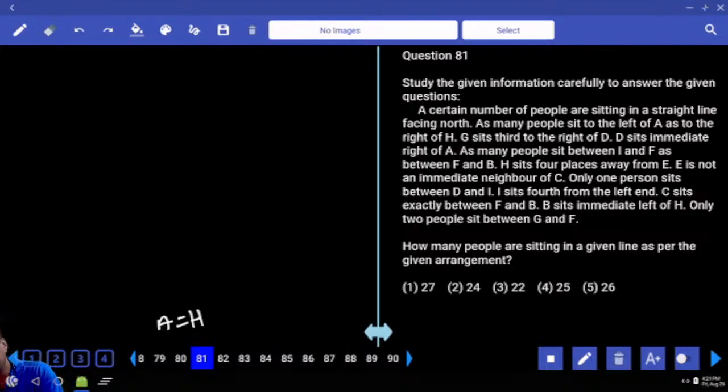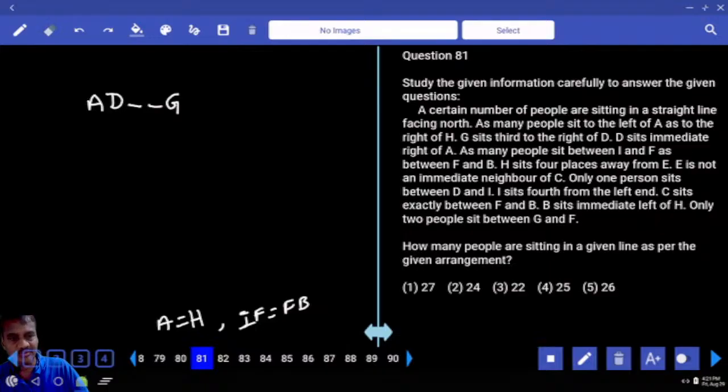Where is this G? G is seated third to the right of D. Clear? G is seated third to the right of D. D sits to the immediate right of A. D and A were like this. Then D is as many people between I and F. I and F, F and B. That means F must be exactly between I and B. F must be exactly between I as well as B.